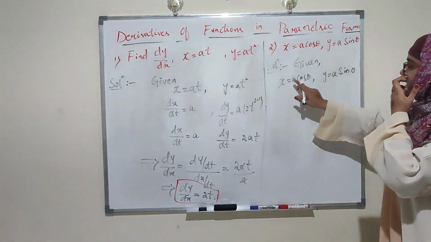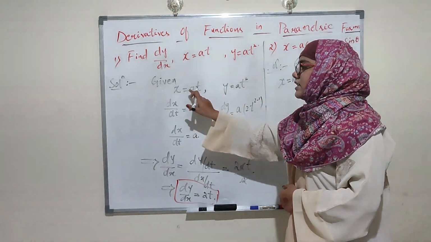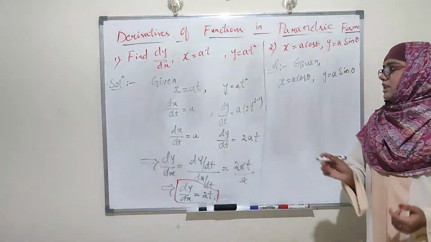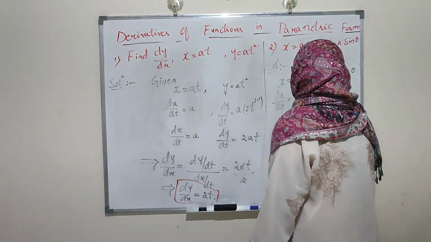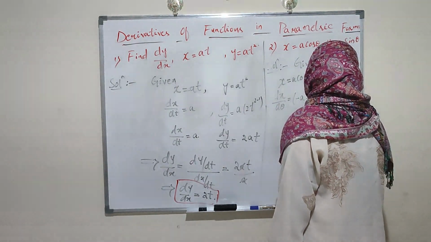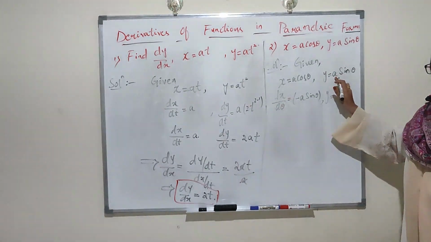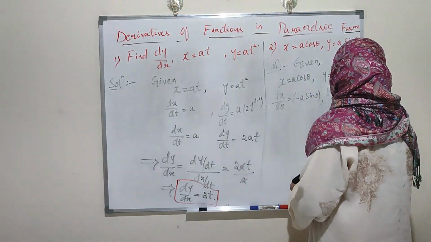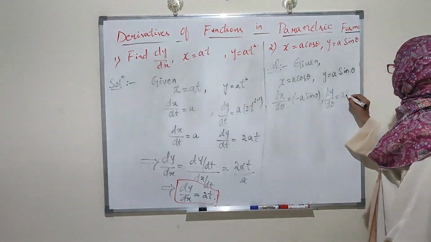Here x is in the form of theta, meaning x is in the trigonometric form. So we have to differentiate x with respect to theta because we have trigonometric terms. What is the differentiation of cos theta? Cos theta differentiation is minus sin theta. Y is equal to a sin theta, so dy by d theta is equal to a cos theta.